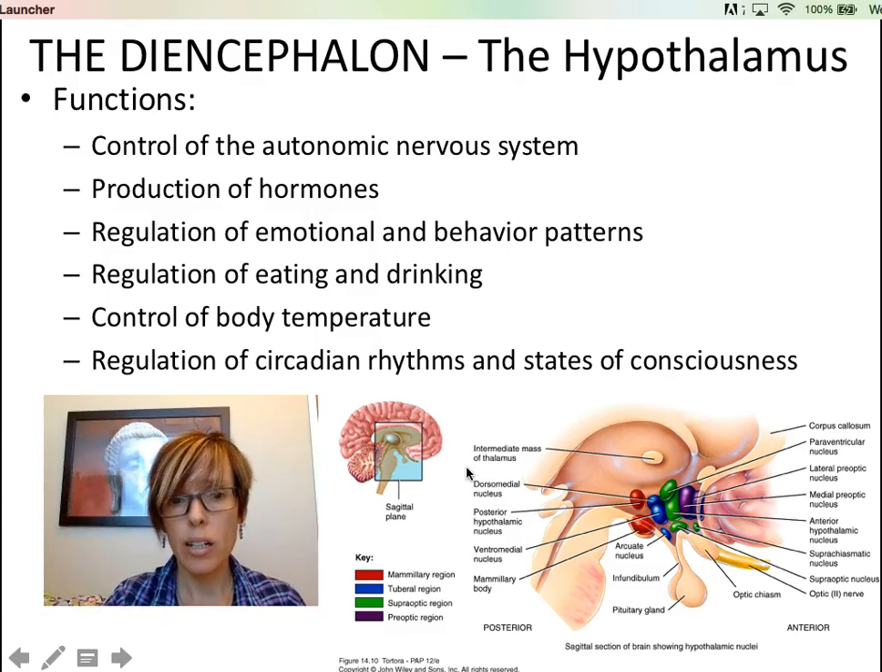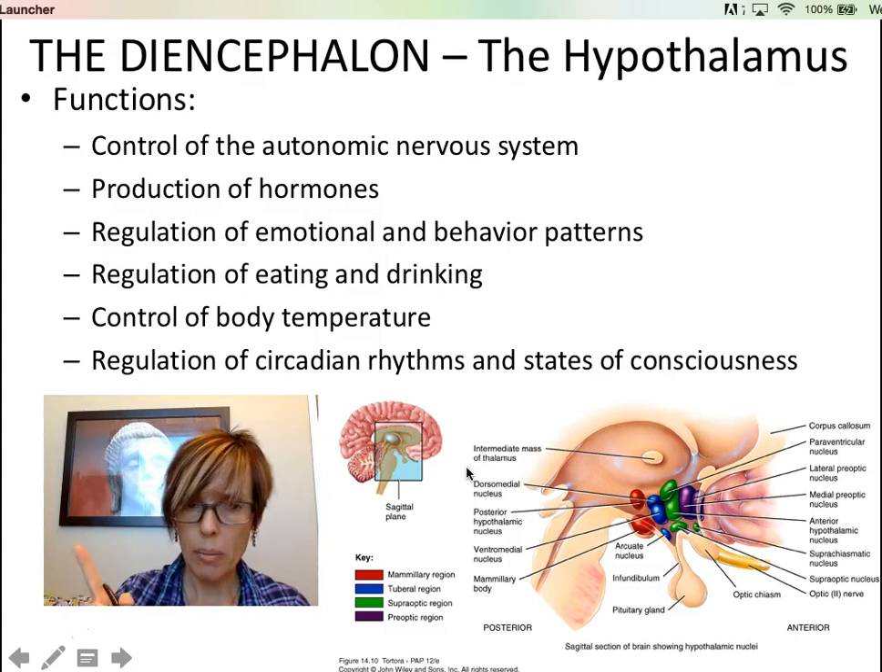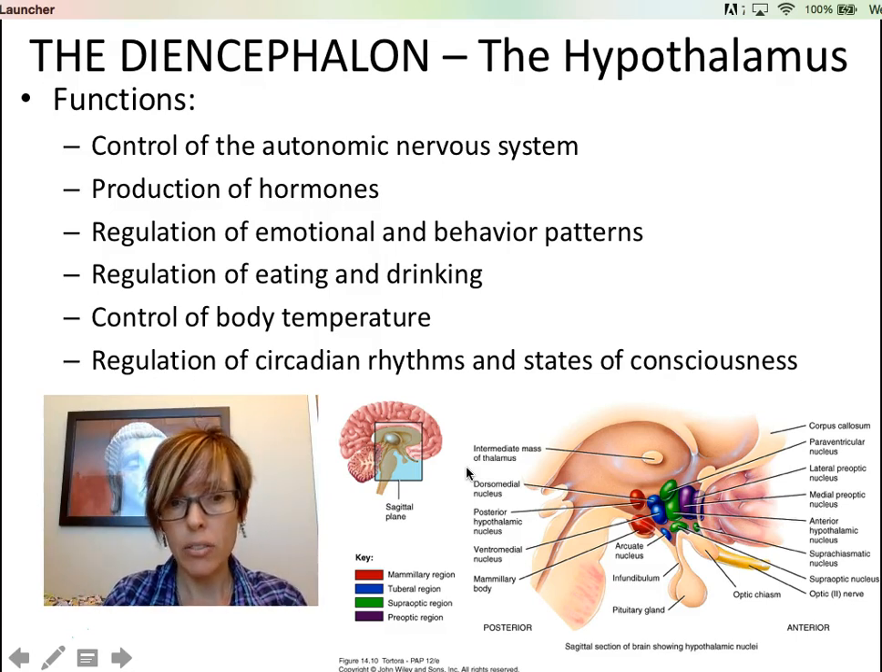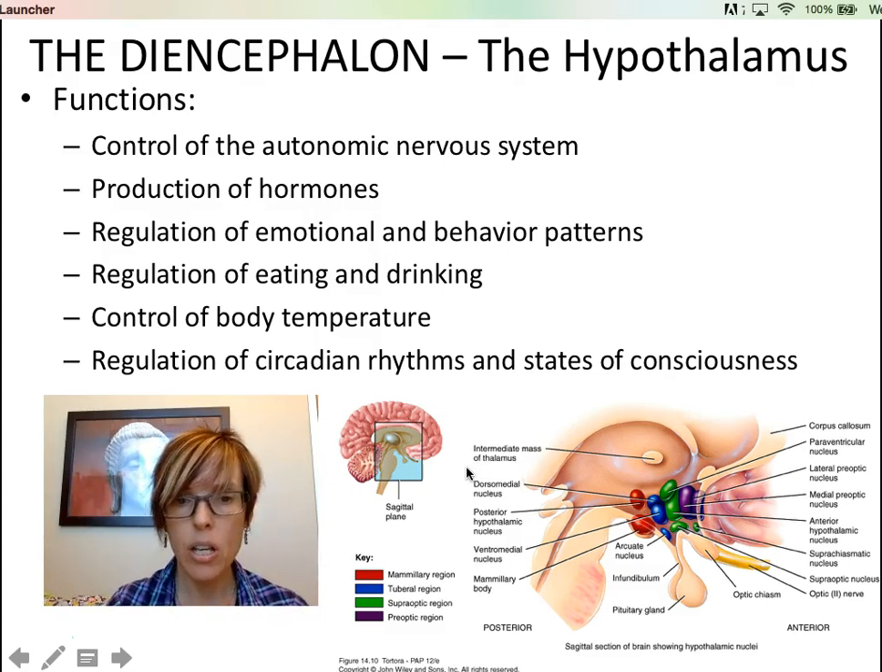So it helps control the autonomic nervous system. And we're going to talk about that in the next lecture. So your autonomic nervous system is going to be your fight or flight system, as well as your rest and digest. It's all the stuff that you don't necessarily think about. Okay, we'll talk a little bit more about that next lecture. The hypothalamus produces lots of different hormones. It actually controls your pituitary gland. We'll talk a little bit more about that in 202. It helps regulate your emotions and behavioral patterns. So just kind of leave it at that for that.